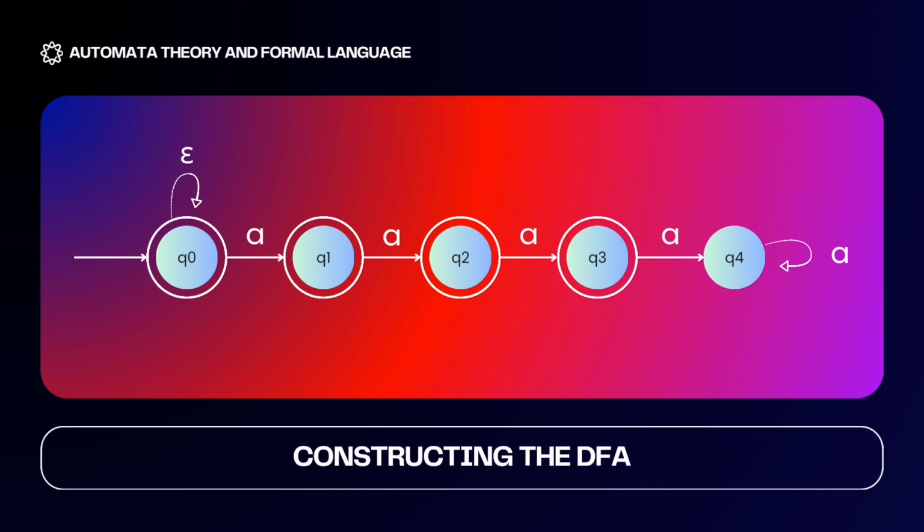So let us construct the DFA. We have 5 states: 4 accepting states Q0, Q1, Q2, Q3, and the reject state Q4. The initial state is Q0, input empty string epsilon will return to Q0, input A will go to Q1, input A from Q1 will go to Q2, input A from Q2 will go to Q3, input A from Q3 will go to Q4, and input A from Q4 will return to Q4.